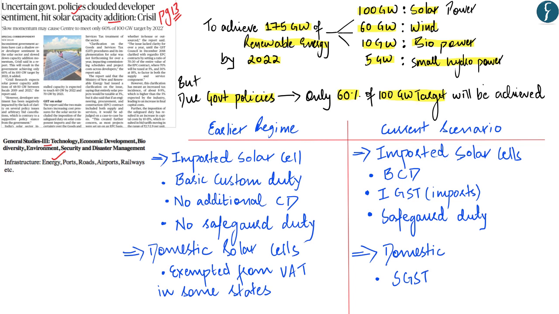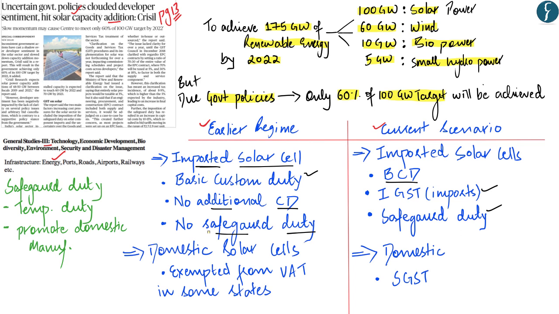To better understand this government policy, we first have to go into the background, that is, what was the earlier regime, especially pre-GST. Now, in the earlier regime, as far as imported solar cells were concerned, there was imposition of basic custom duty on the import of these solar cells, but then there was no additional custom duty, and again there was no safeguard duty. But in the current scenario, in addition to retaining the basic customs duty, the government now levies a safeguard duty as well on these imported solar cells.